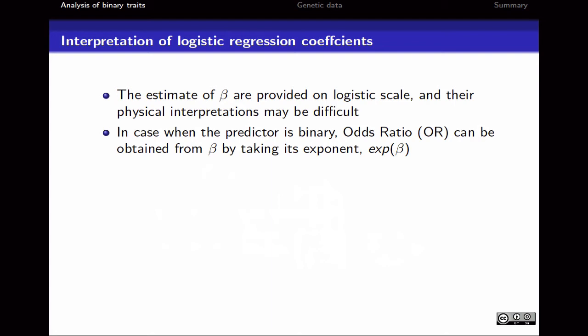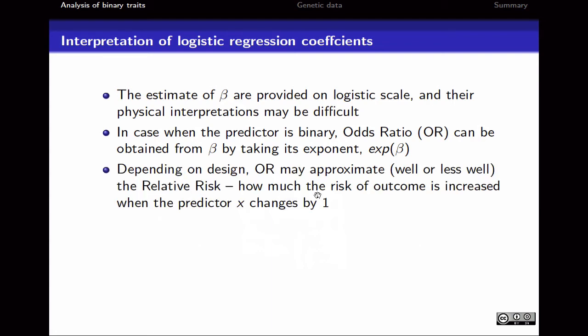So now outcome and predictor are binary, right? So if we have no other covariates in the model, we could express the data as a 2 by 2 table. So that would be a classical case for computation of odds ratios. So with the logistic model, after you estimate beta, if the predictor is binary, you can compute the odds ratio from beta by taking the exponent of beta.